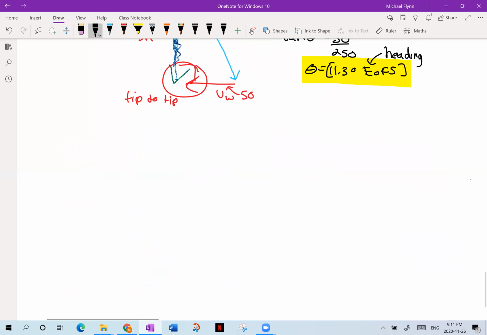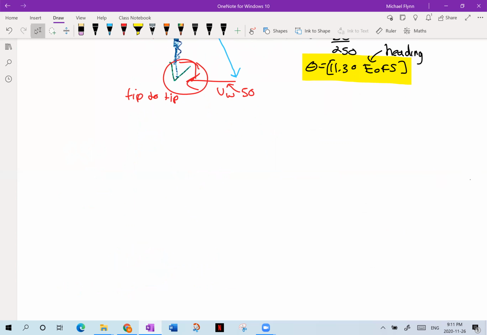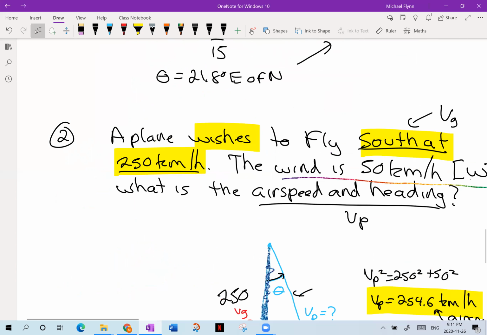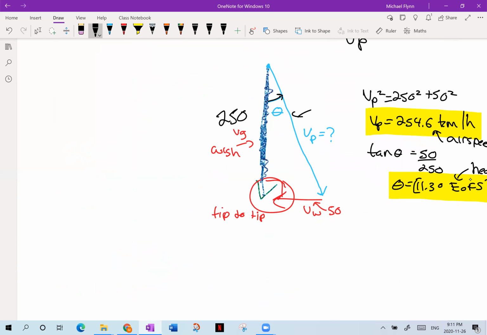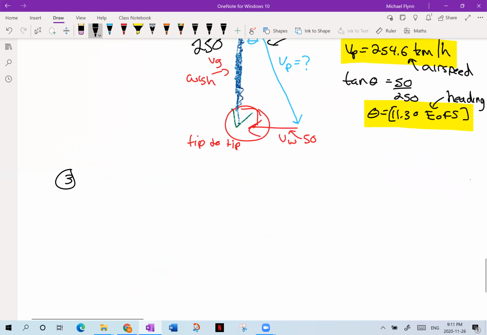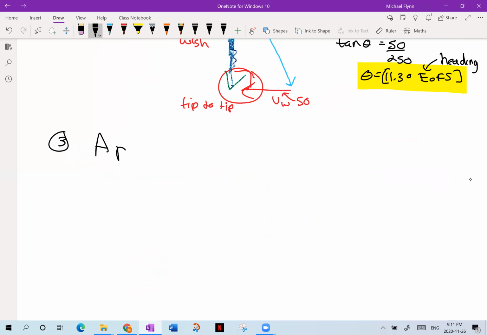I can't leave you without doing at least one that's not a right angle triangle. So let's try another wishes to fly question. So we'll call this example number 3. So number 3, a pilot wishes to fly. Now watch how this is going to be worded slightly differently. East, okay.